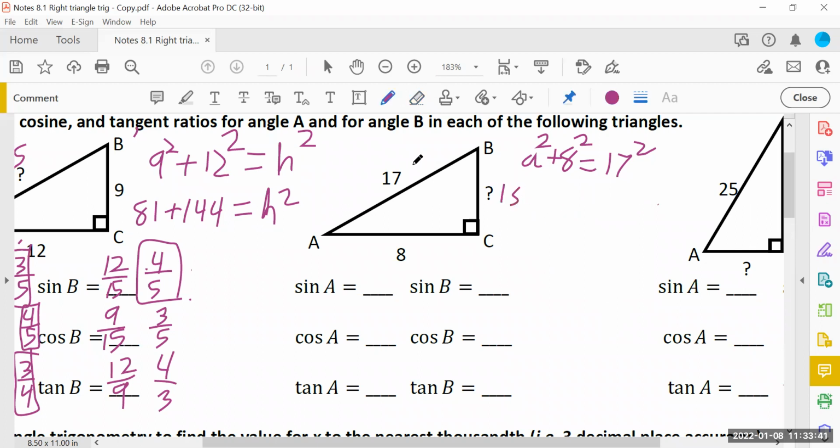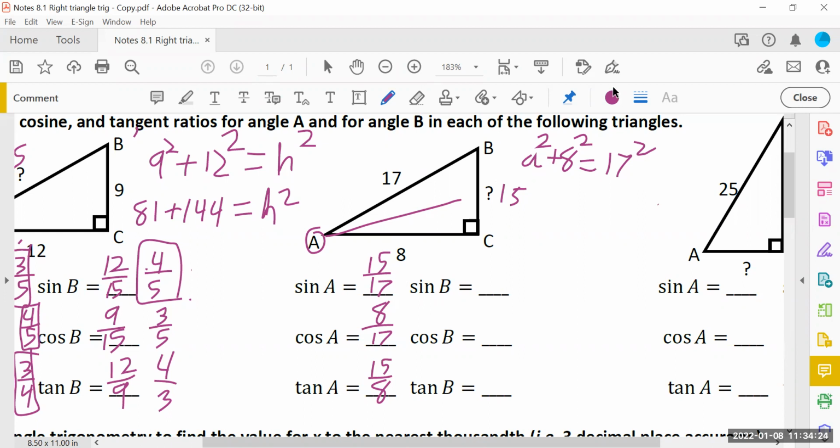Notice how the hypotenuse right here is always going to be the longest side every single time. If it's not, you did something wrong. So now, sine of A, we're looking at the opposite, 15 over the hypotenuse, 17. So 15 over 17, adjacent, 8 over the hypotenuse, 8 over 17. And then the tangent is going to be opposite, 15 over adjacent, 8. So 15 over 8. Now, the trick here is that none of these simplify. So this is actually our final answer for those three.